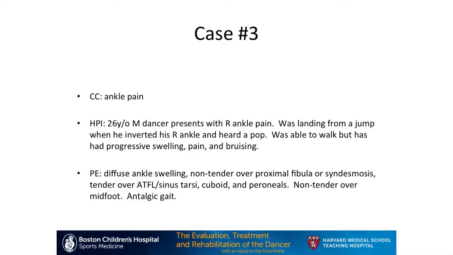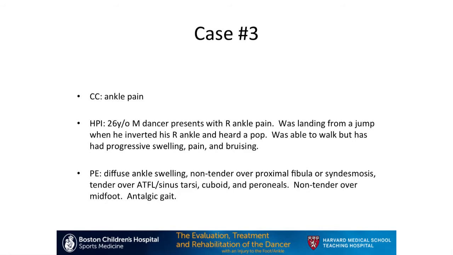All right, chief complaint. 26-year-old male dancer presents with right ankle pain. Was landing from a jump, he inverted his right ankle and he heard a pop. He was able to walk but has had progressive swelling, pain, and bruising. When you take a look at him, he's really swollen, he's really bruised, he's diffusely swollen, but a lot of the swelling's off on the lateral aspect of the ankle. You palpate all along the fibula because you want to make sure there's no fracture, and he's maybe minimally tender right at the distal tip of the fibula. He's really tender over those lateral ligaments, particularly over the ATFL and over the peroneal tendon, and he has no other bony tenderness to palpation. So what do you guys think is going on?